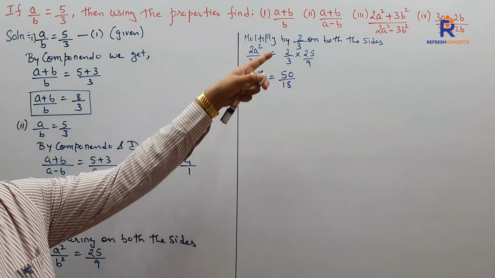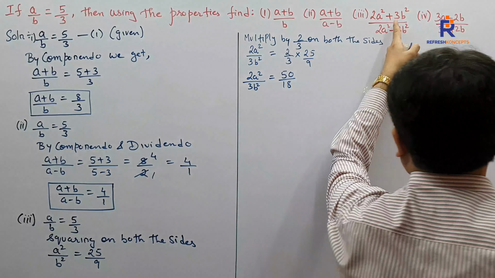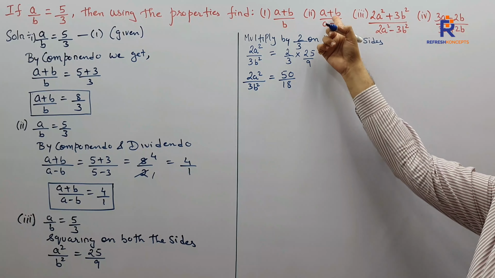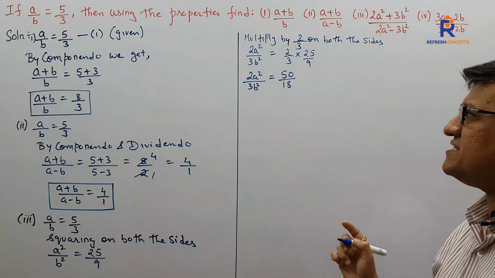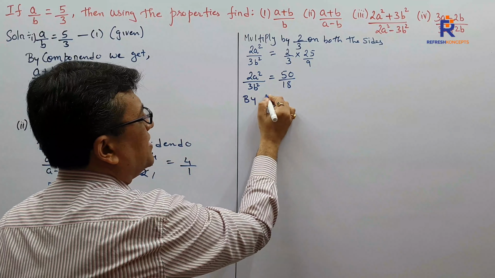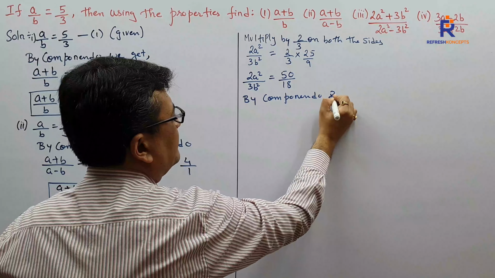What next? Once again, look at the question. Now tell me what the question itself says. Don't you think so? Plus above, minus below. Terms are the same. Should we go for componendo, dividendo? Many must have gauged it. So by componendo and dividendo now.